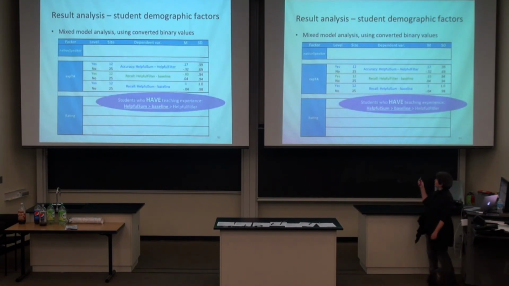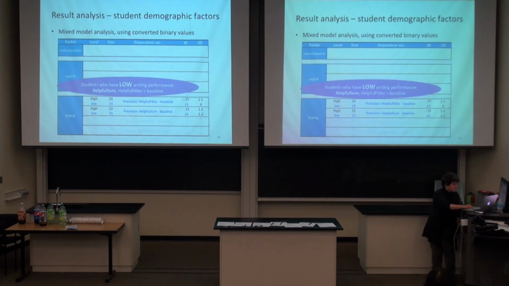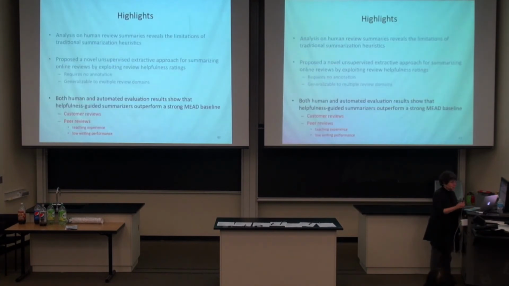So for example, these results show that students who have teaching experience, so this is did they have experience as a TA, those are the rows that say yes, they prefer the helpful summary over the baseline. So you can see these 2 blue lines. The yes values are positive. Some other things were students who had low ratings, so their papers were poor quality. They also preferred both helpful summarizers over the baseline. So if their value was low, the blue lines, they had the positive means, and these were all significant findings.